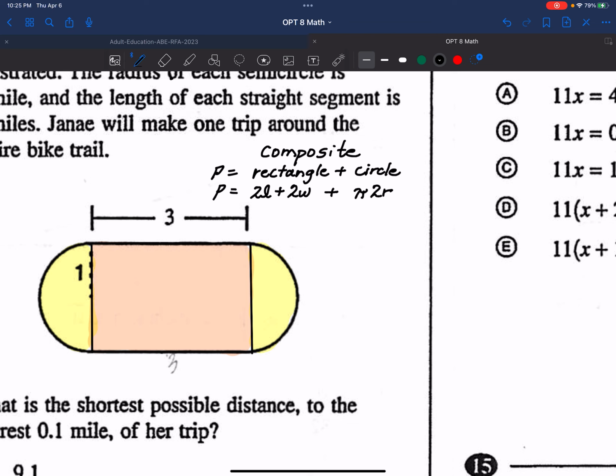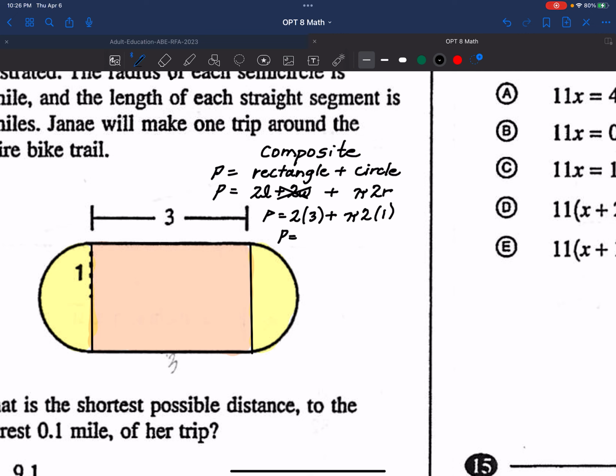But remember with the rectangle, those lines that I drew are not really there. Those are the width lines. So I'm going to eliminate those 2 lines that I drew. We do not want to count those. We want to count the length of the rectangle and the circle. So we actually come up with perimeter is 2 times the length of the rectangle, that's 3, plus pi times 2 times the radius of those circles, or the circle, is a 1.